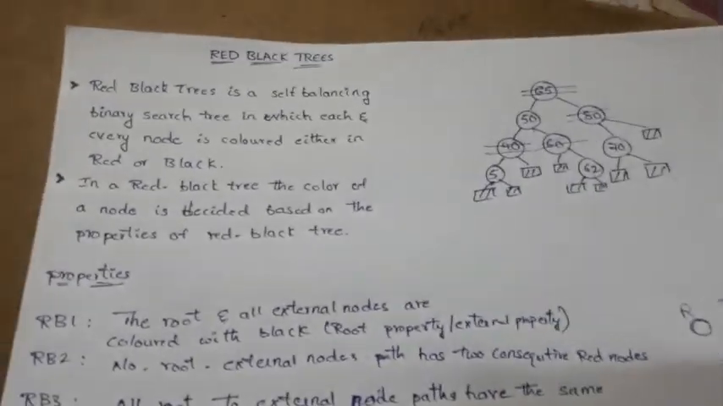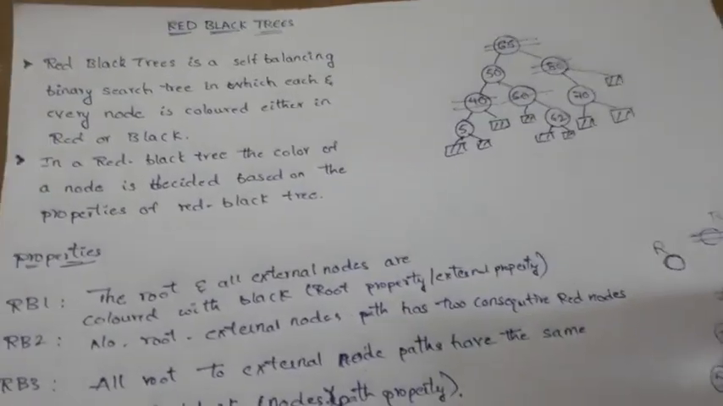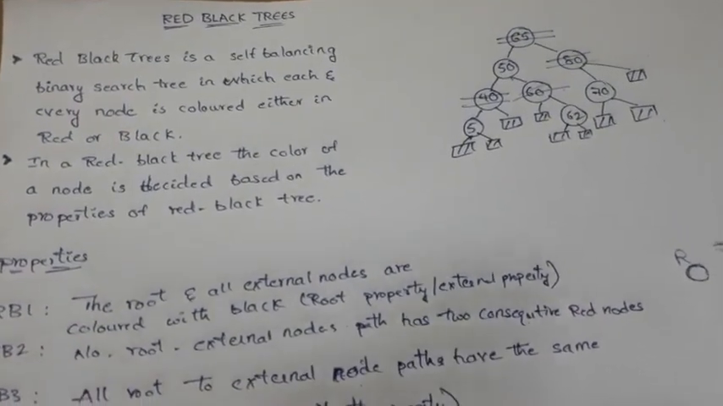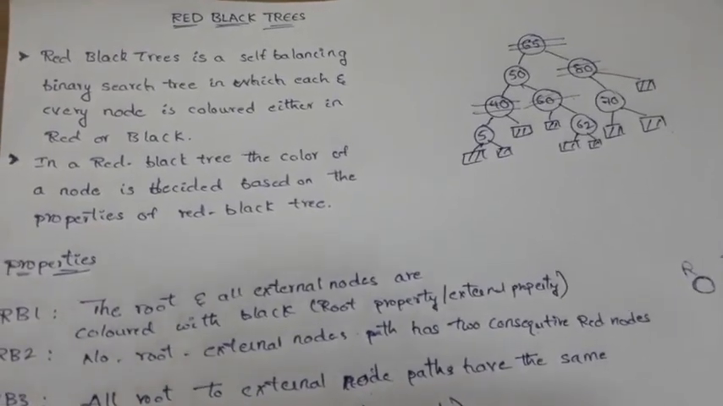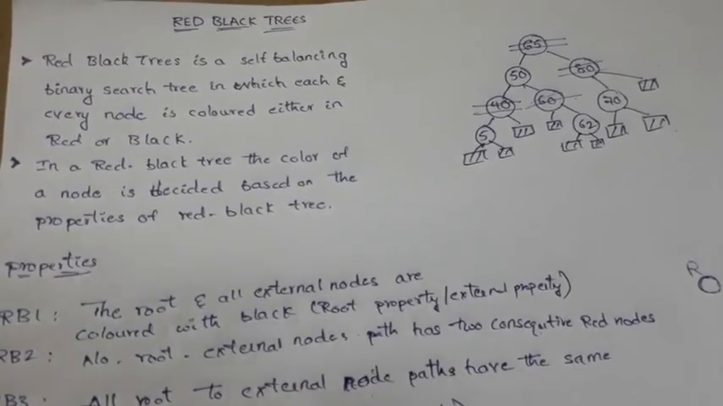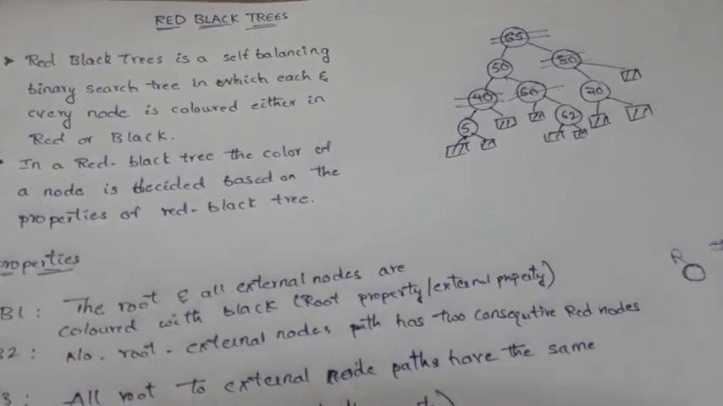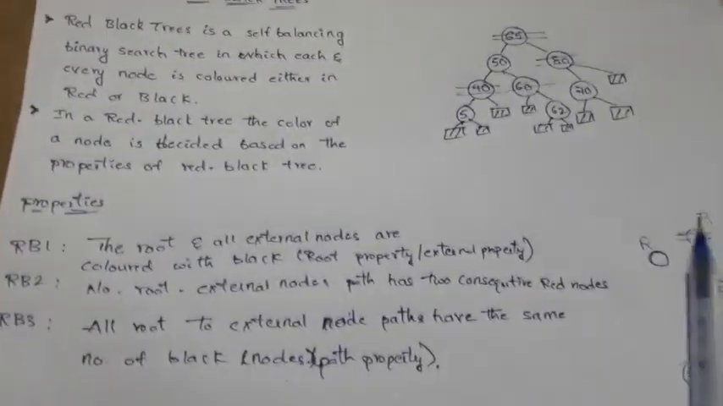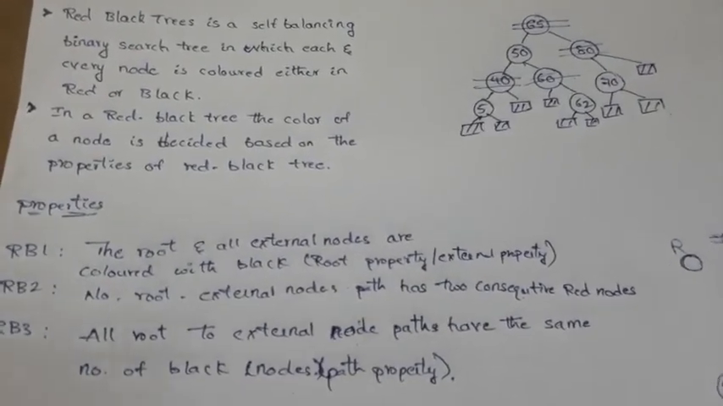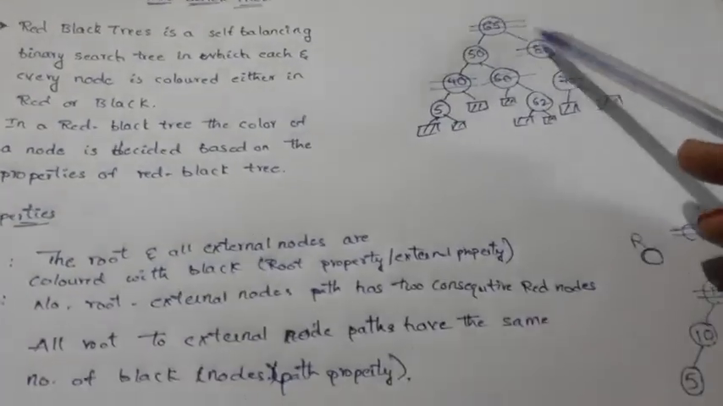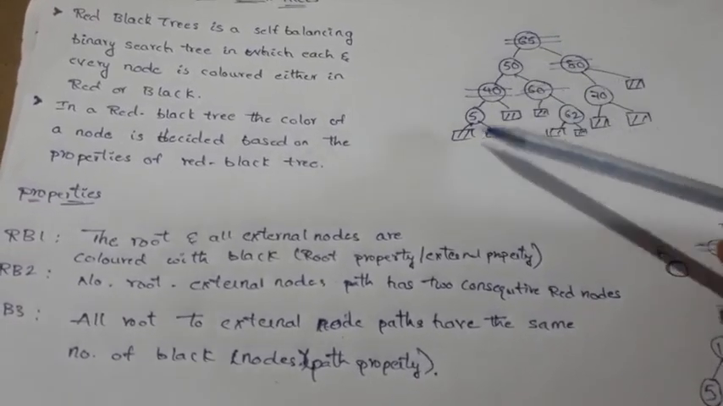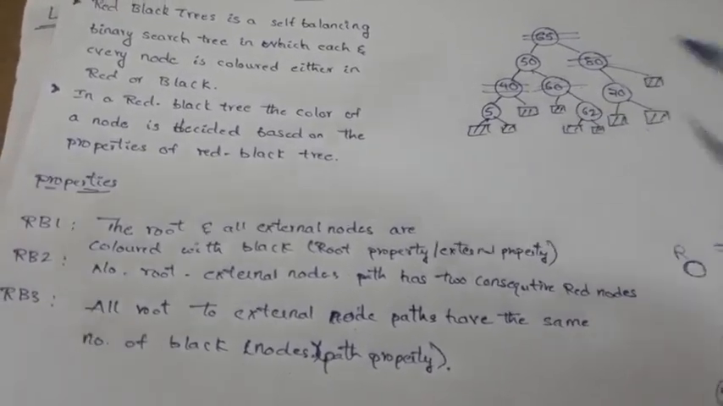Now let us have a quick review of these red-black trees. A red-black tree is a self-balancing binary search tree. It means it follows both the binary search tree properties as well as the red-black properties. The BST property is that the left subtree should be smaller compared to the root element and the right subtree should be greater. Along with this we follow the red-black tree properties: the root and external nodes should be black, we should not get two consecutive red nodes, and from root to the external path we should have an equal number of black nodes. These are the properties.